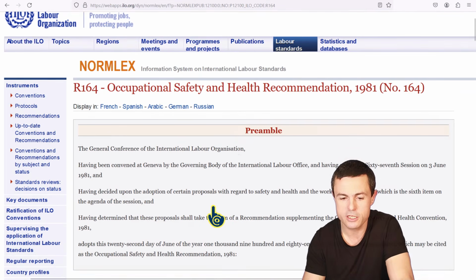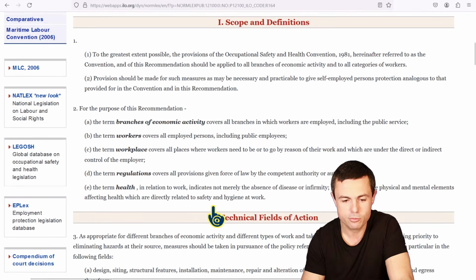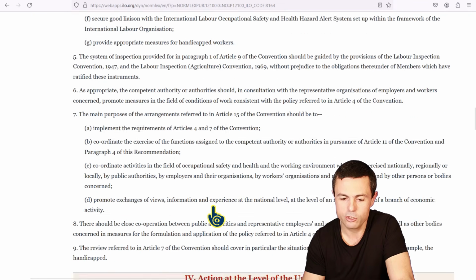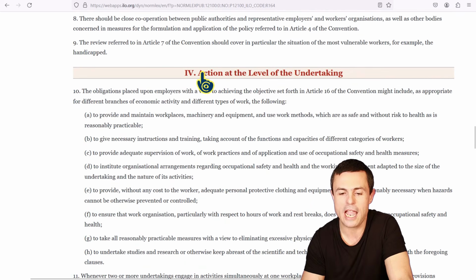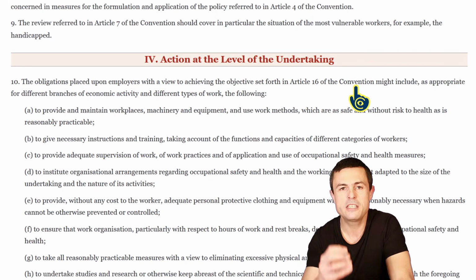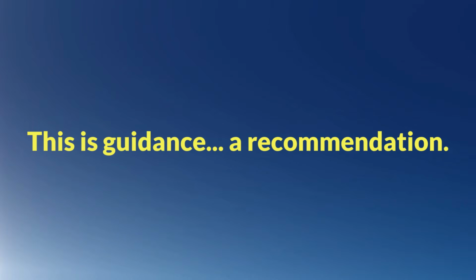So there we are, I've opened it. Again, not a super interesting read. Action at the national level. Yeah, we're not interested in that. We're looking at action at the level of the undertaking, part 4. Now this, remember, is guidance. It's a recommendation. How do you comply with those more general duties?